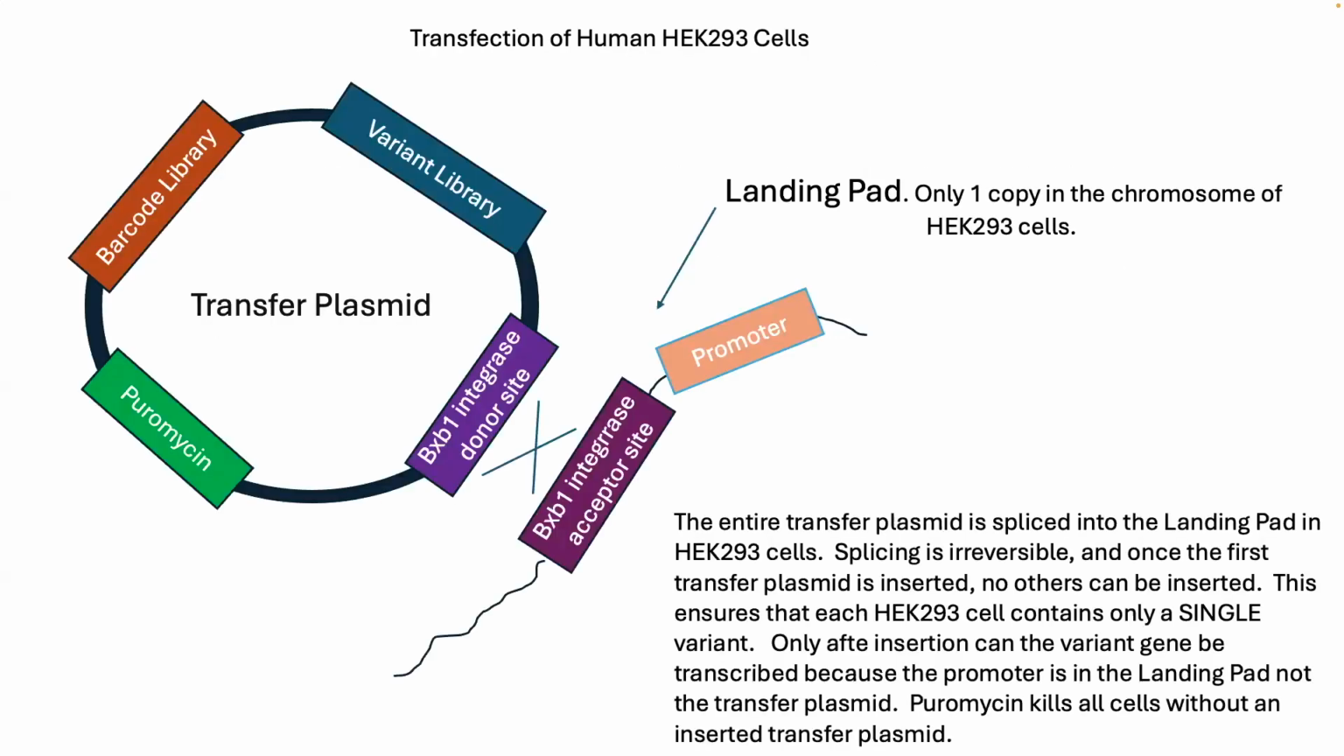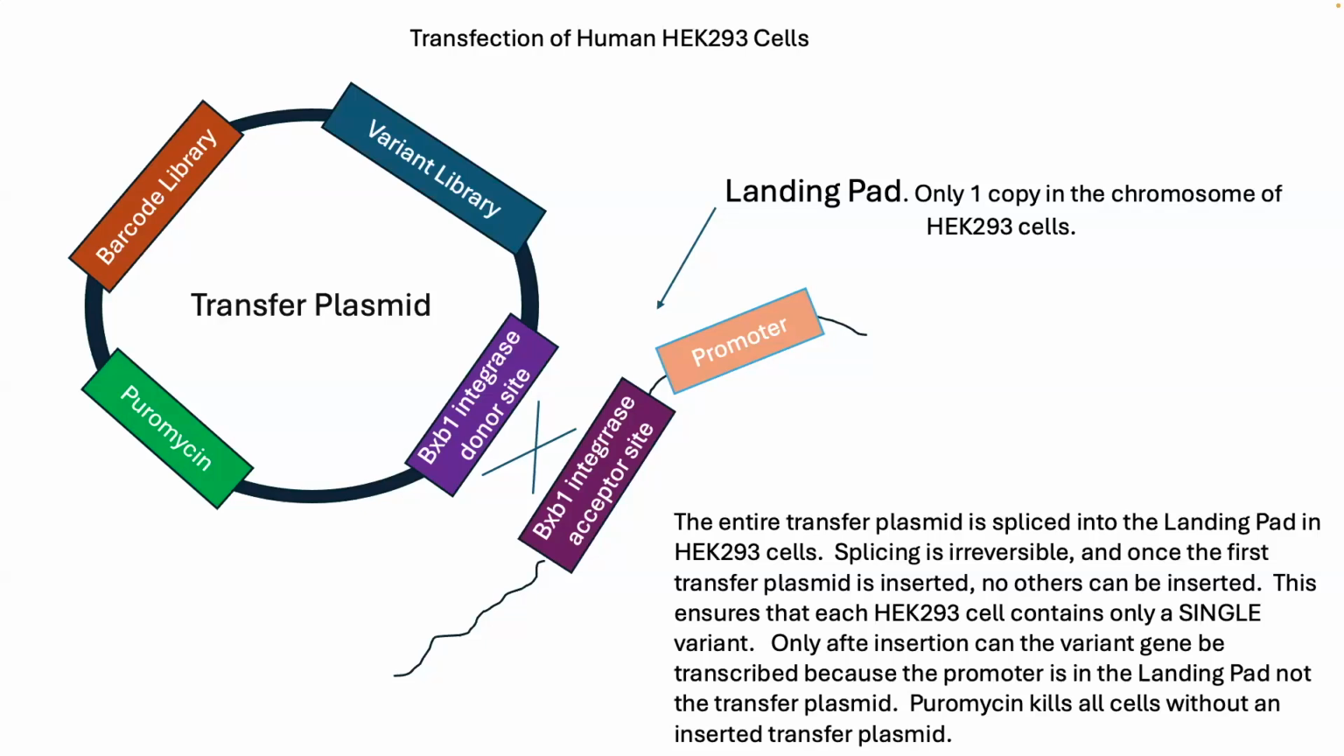Okay, so now here comes the magic. We put this into human 293 cells, the transfer plasmid. I'm going to give you two more elements now. It has a puromycin resistance gene. This allows the cells to grow in the presence of the antibiotic puromycin. And then it has this BXB1 bacterial integrase site. It's like an HIV thing, but bacteria. In the chromosome of these cells, in one spot on one chromosome, not on the sister, is a BXB acceptor site. The BXB integrase, an enzyme that's encoded in these cells, will insert the entire transfer plasmid into the chromosome at a single site called the landing pad.